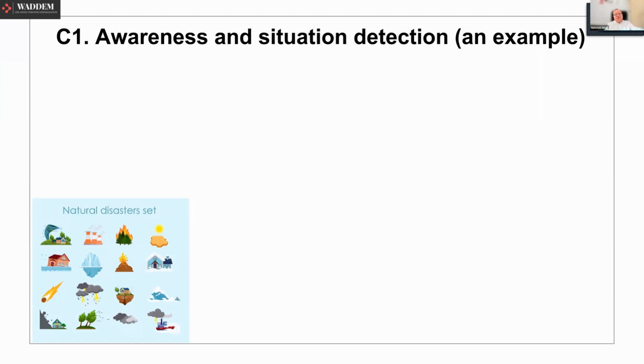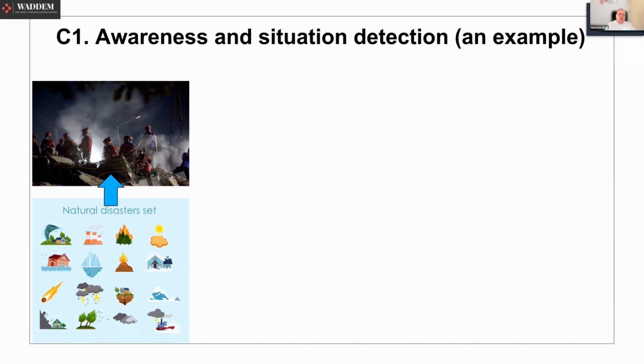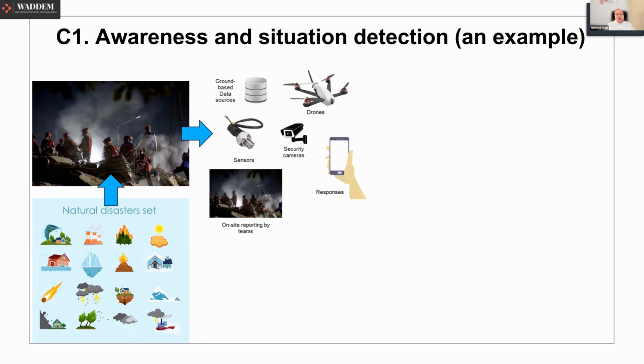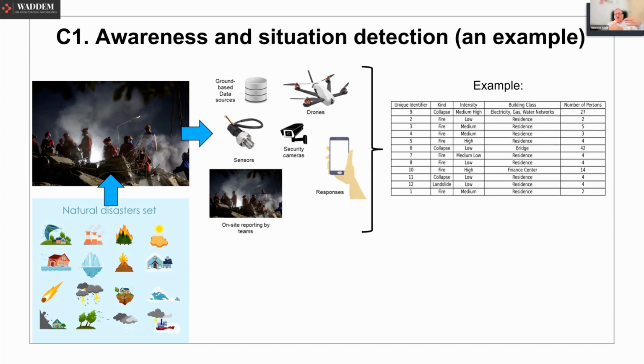So different kind of disasters may happen. Assume that an earthquake has happened. And what we want to do is, with the use of all kind of data sources, we want to detect what has happened. And in our system, we use all kinds of digitalization techniques to do that. Here is, for example, an example table.